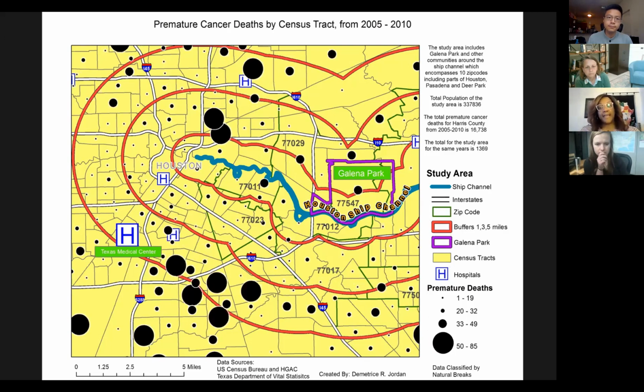Now, looking at the same measures for a different period from 2005 to 2010, the burden of deaths shifts to a community south and downwind of the shipping channel.